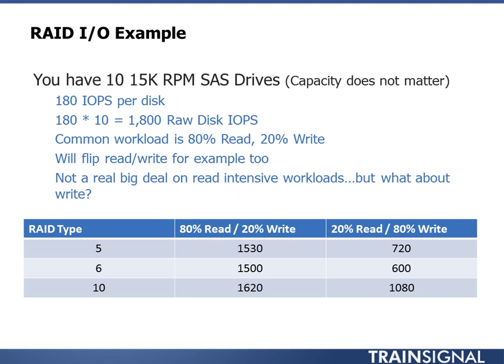Common workload, 80% read, 20% write. I'll also flip that for this example. So you take a look at it. Remember, we started with 1,800 IOPS. RAID 5, 80% read is 1,530. But flip that and you see we cut it in half. Actually, it's worse than that.